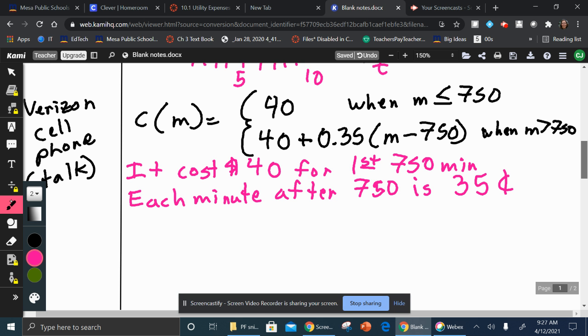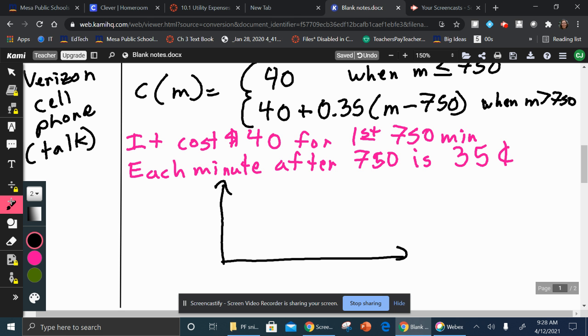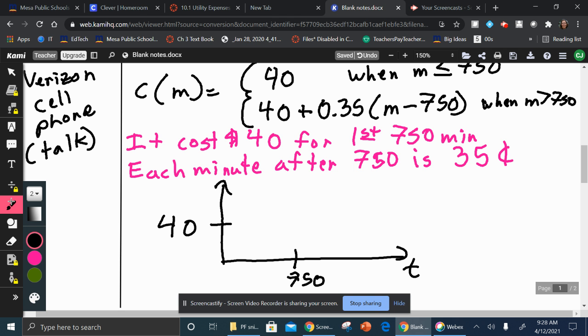Okay, so if we're gonna graph this, everybody. Okay, so we're gonna have 40 right here. And then 750. Okay, that's the time. This is the cost. Okay, so it's going to be 750 is our X value and 40 is our Y value for our cusp.